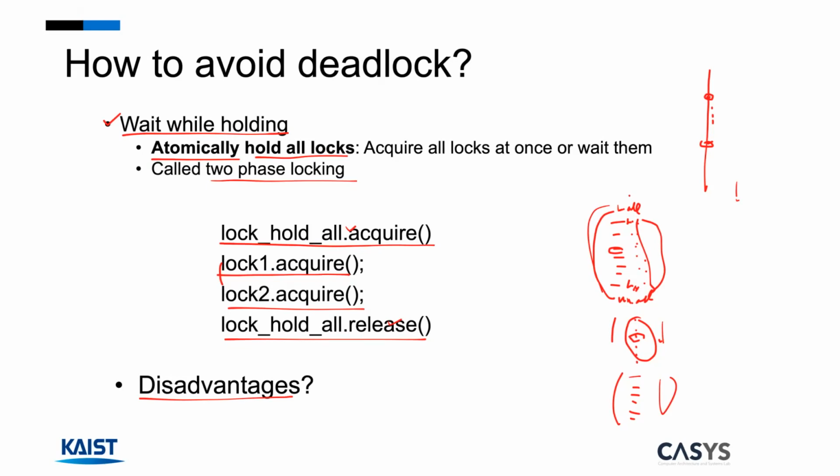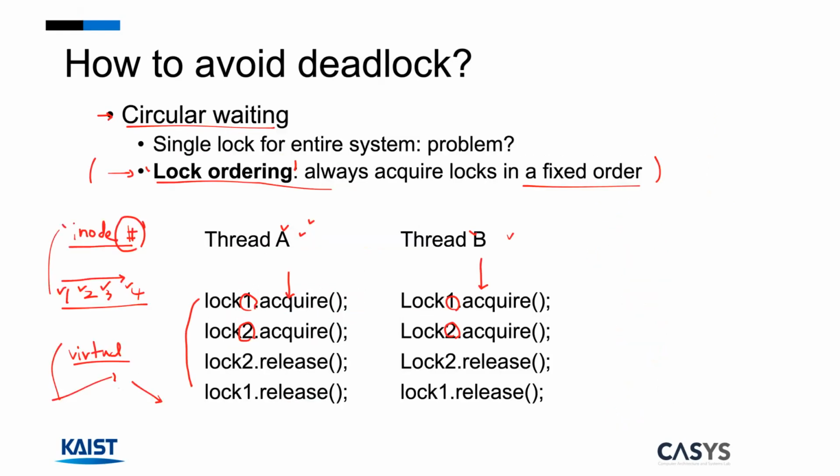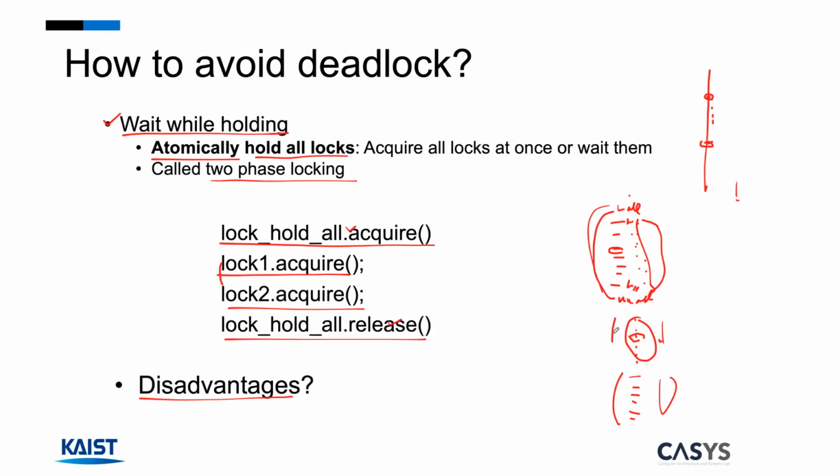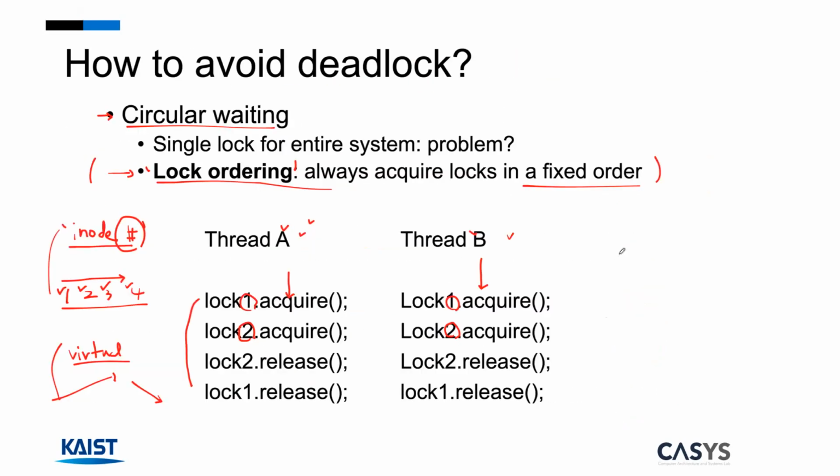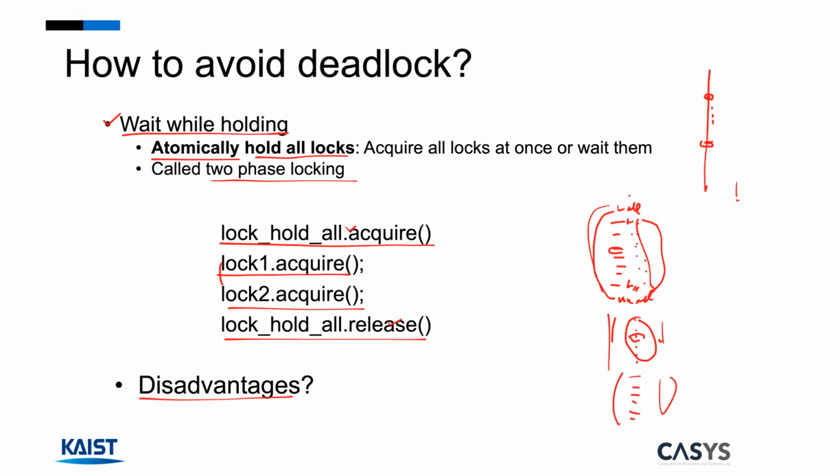What are they? First of all, to apply this technique, you need to know all the locks required in this code path. So sometimes you need to profile, you have to thoroughly understand what locks are required for this given code path. If you miss something, then you may cause some trouble. So you have to correctly understand what locks are required ahead of time before executing the code. That's one thing.